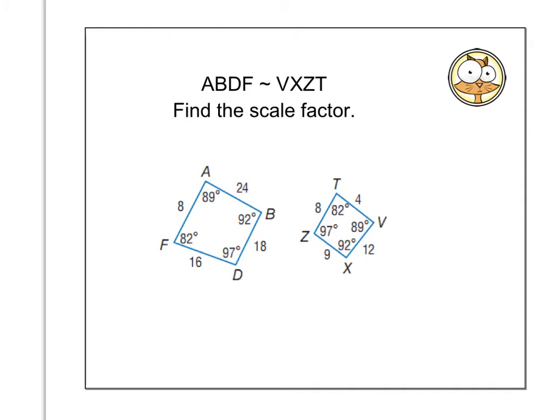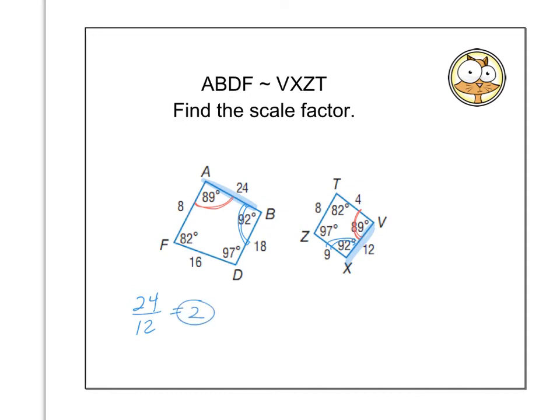Okay, so here's what I did. I see like an 89 and a 92, okay? So then on the other side, I also found the 89 and the 92. And that helped me because then I could see the 24 here between those angles matches up with the 12 here. And so the scale factor can be 24 to 12, or in other words, 2.